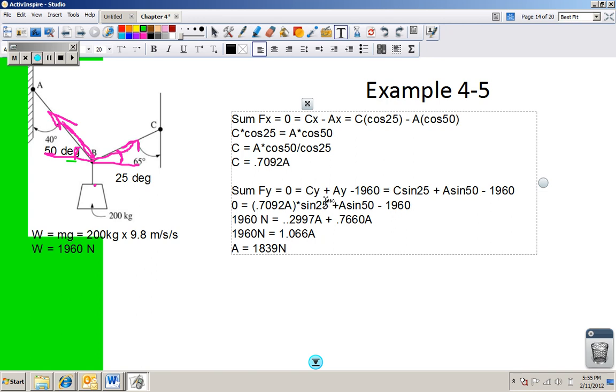Okay, now if we plug back into the equation above to get C, we get C is equal to 1304 newtons. I just took this value for A, plugged it right in there, and got 1304 newtons. Okay, so that's the solution to that problem.